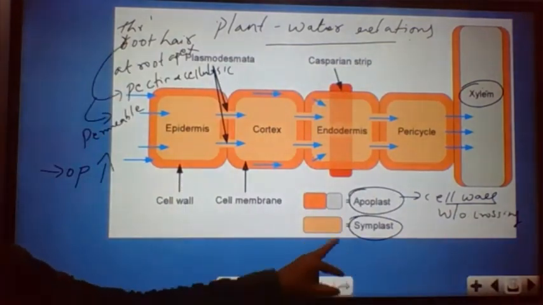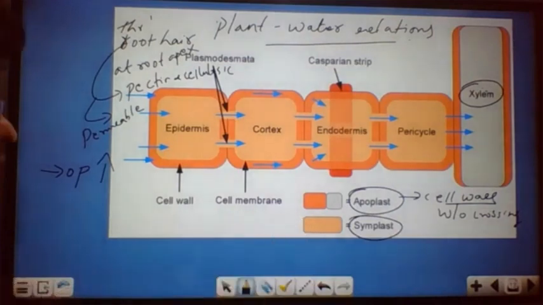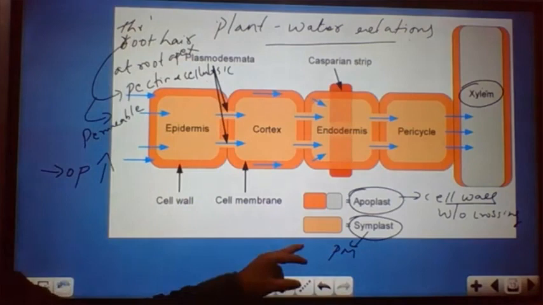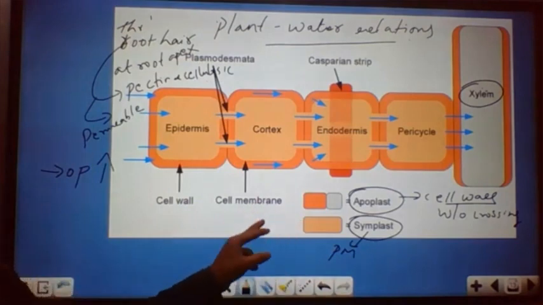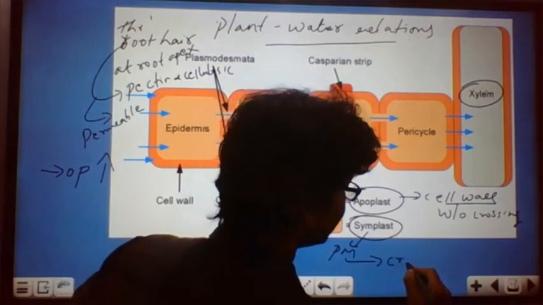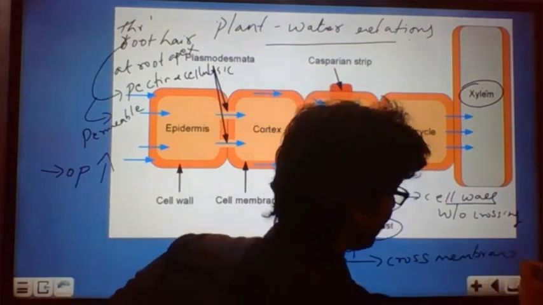Symplast is not like that. Symplast, usually what happens in case of symplast, it's actually through the plasma membrane. It occurs from one cell to the other by crossing the membrane. Once it reaches the plasma membrane, there is no limitation for this one. This definitely will cross the membrane.